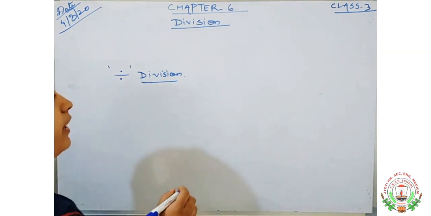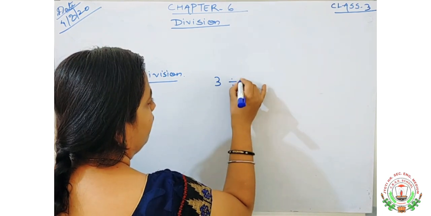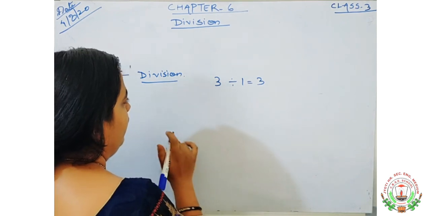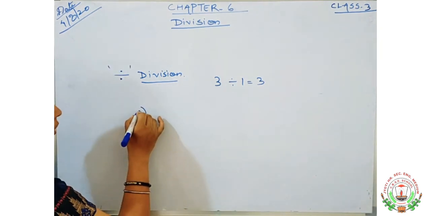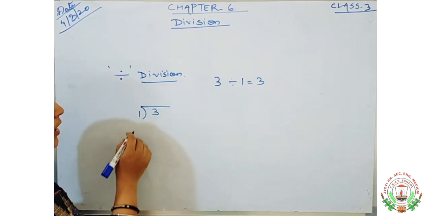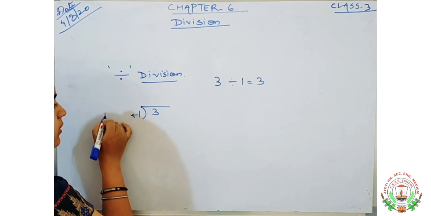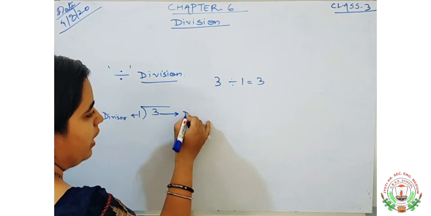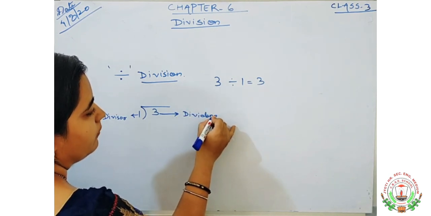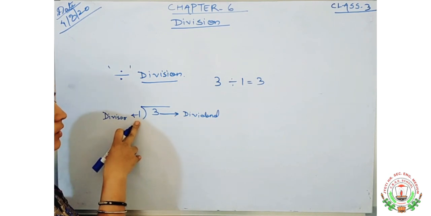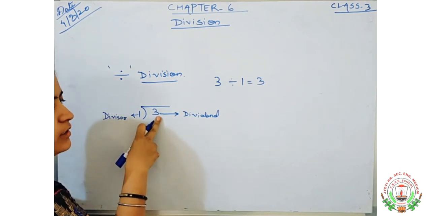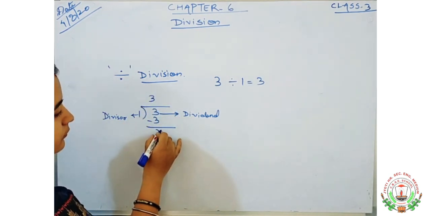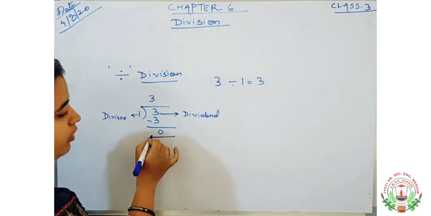Whenever we are dividing any number by 1, we will get the same number as the answer. So how will you divide this? 1 3. The number by which we are dividing is known as the divisor, and the number we are dividing is known as the dividend. So 1 3 is 3. 3 minus 3 is 0, or you can put it cross.